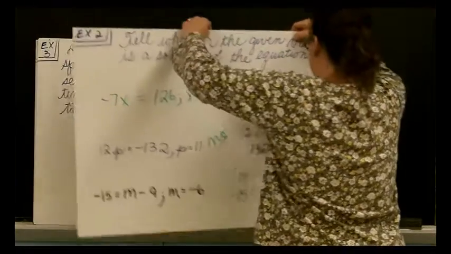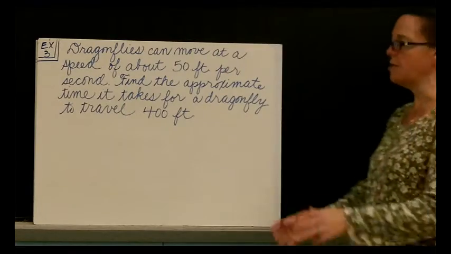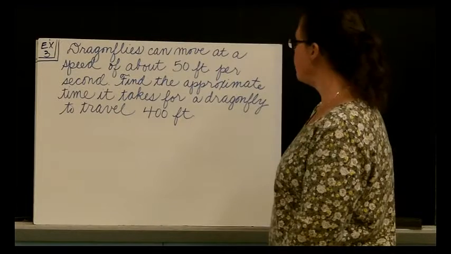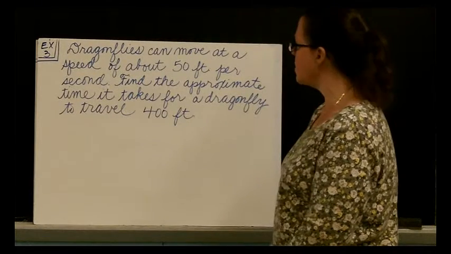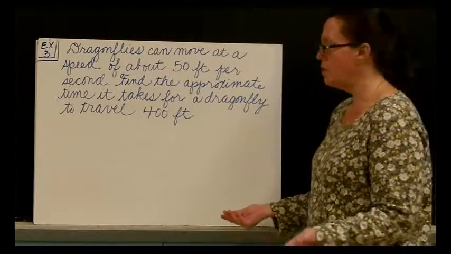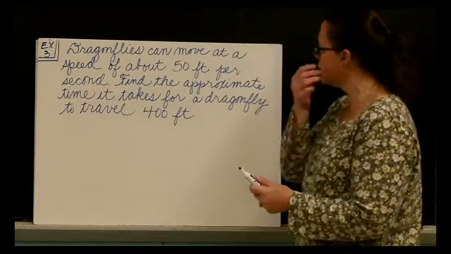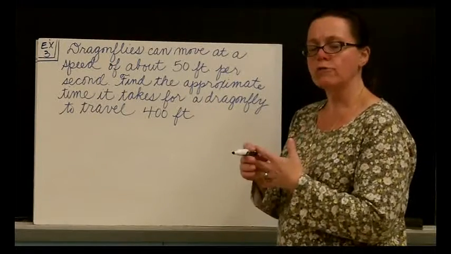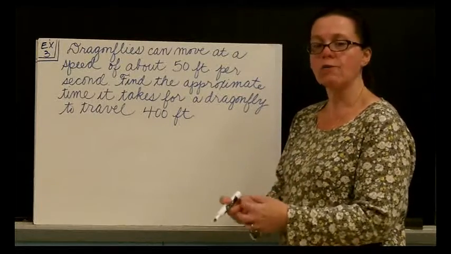Time for example 3. Word problem. Dragonflies can move at a speed of about 50 feet per second. Find the approximate time it takes for a dragonfly to travel 400 feet. Well, the first thing we want to do is set up an equation, something that we can use to find out the distance, no matter how many seconds a dragonfly flies.